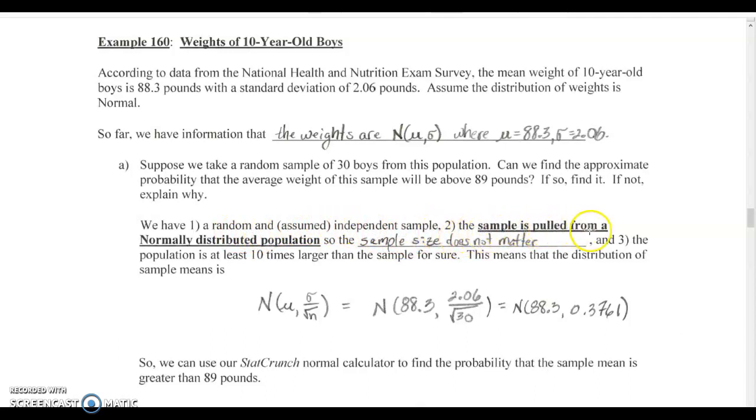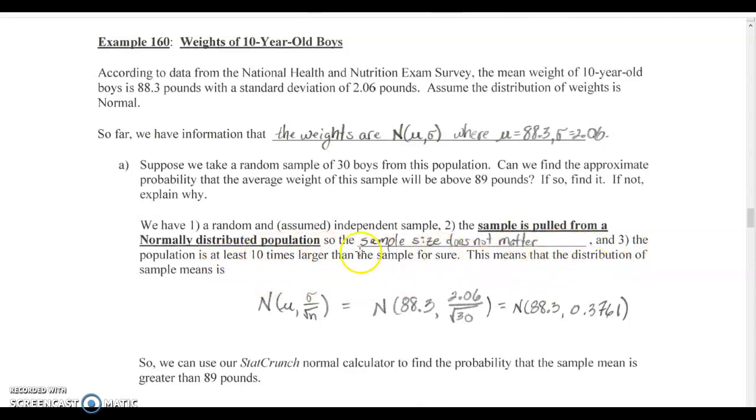2, the sample is pulled from a normally distributed population, so the sample size doesn't matter. However, if it was not a normally distributed population, we have a sample size of 30, which would make it a large enough sample size anyways. And 3, the population is at least 10 times larger than the sample size for sure.